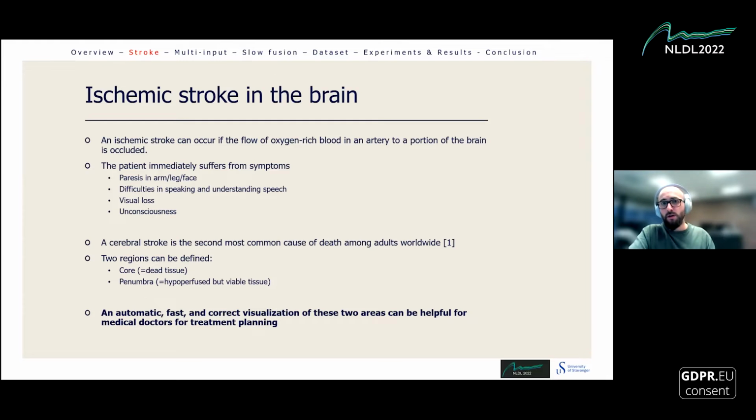After an ischemic stroke, two regions can be defined, the core and the penumbra. The core can be seen as dead tissue, while the penumbra can be seen as hypoperfused but still viable tissue. Medical doctors, during treatment, try to assess how the penumbra can be saved and the brain tissue kept viable. Thus, an automatic, fast, and correct visualization of these two areas can be really helpful for medical doctors for their treatment planning.